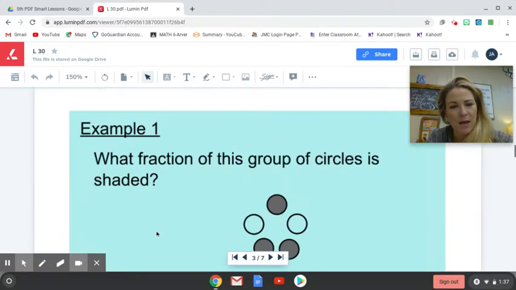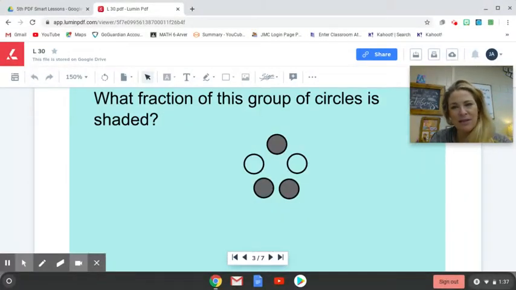What fraction of this group of circles is shaded? I would tell you to pause this video, but really I'm just going to jump right into solving this. First of all, they're asking us what fraction. Be really mindful in this lesson. What are they asking me to do? What type of answer are they looking for? Because we're talking about 3 different things.